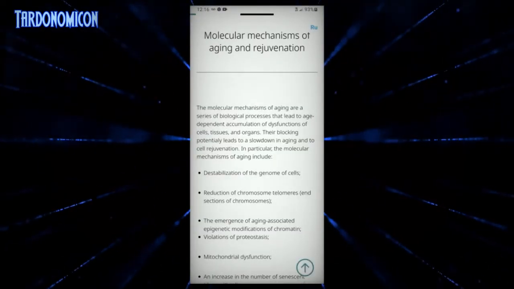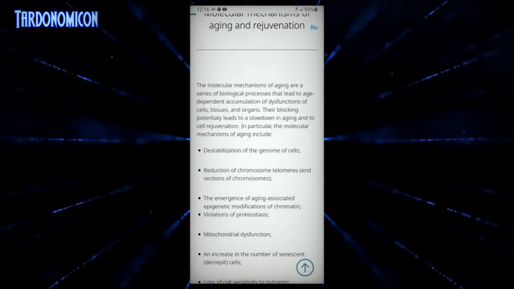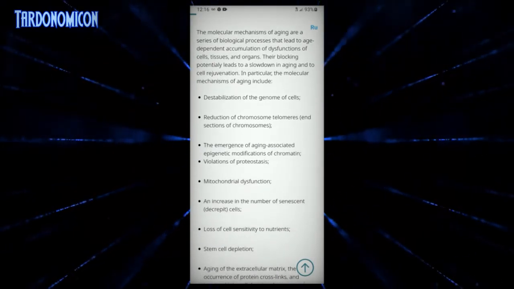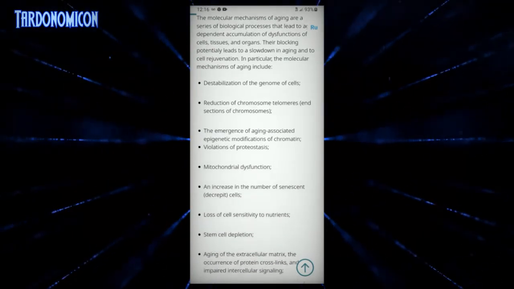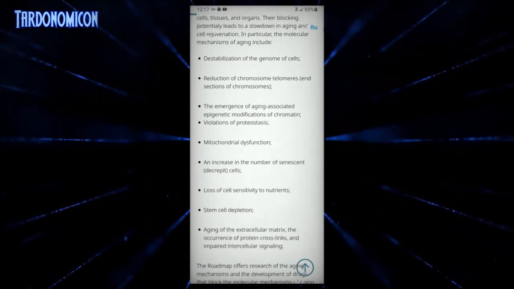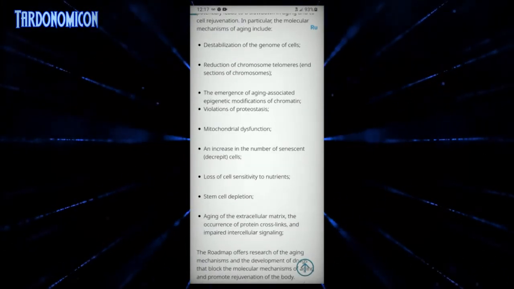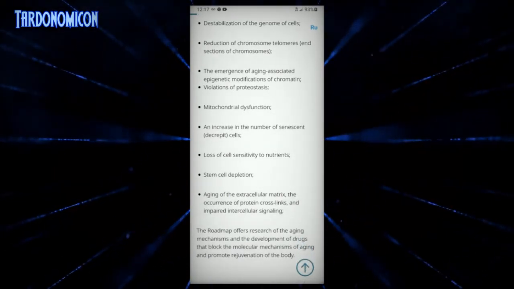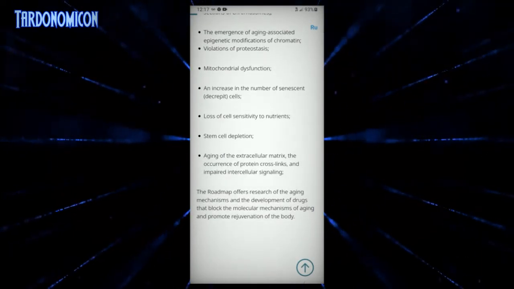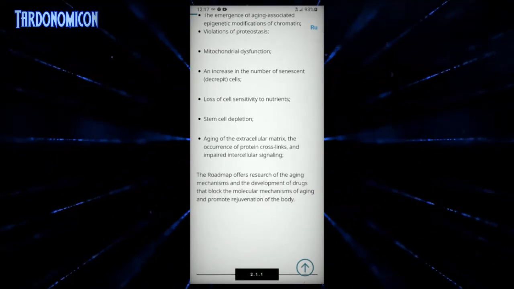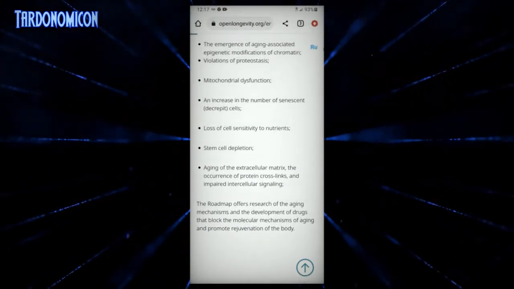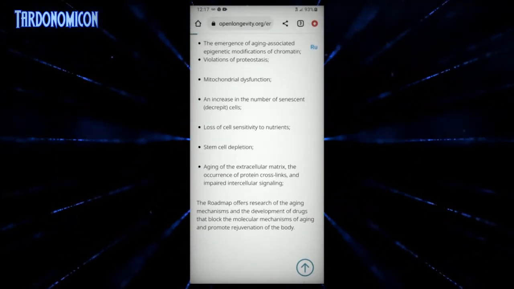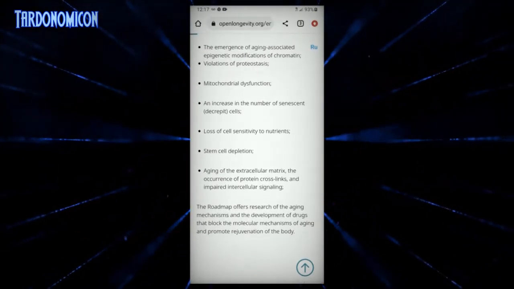Molecular mechanisms of aging and rejuvenation. Okay, so this is some of the problems: destabilization of the genome of cells, reduction of chromosome telomeres and the end sections, that's like the ends of the shoelaces. Okay, the emergence of aging-associated epigenetic modifications of chromatin, violations of proteostasis, mitochondrial dysfunction, an increase in the number of senescent cells, meaning what happens is cells that don't divide anymore, they become senescent and they release bad signals to other cells to mess up their functioning.